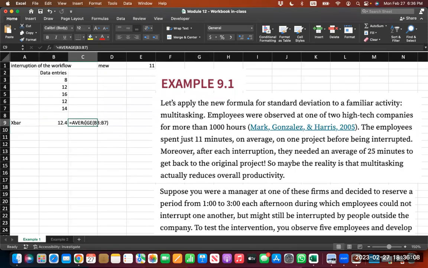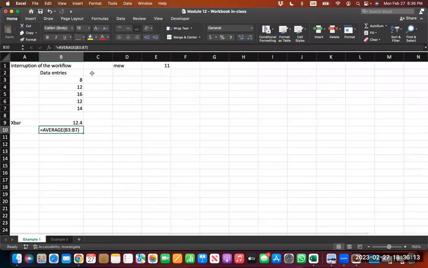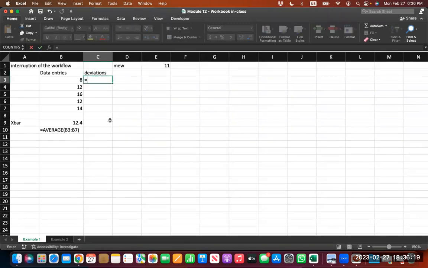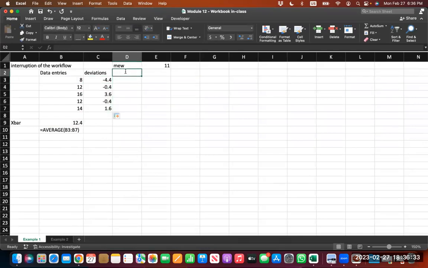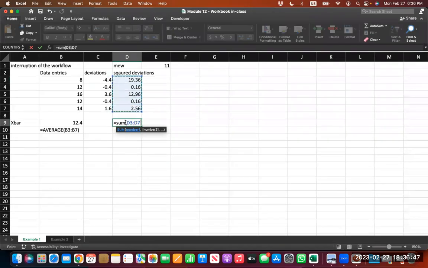Now what we want to know next is our deviations. And that is 8 minus our x bar. That's our deviations. Next, we need the squared deviations. That's basically this squared. And then we're summing this up, and that gets us our sum of squares.